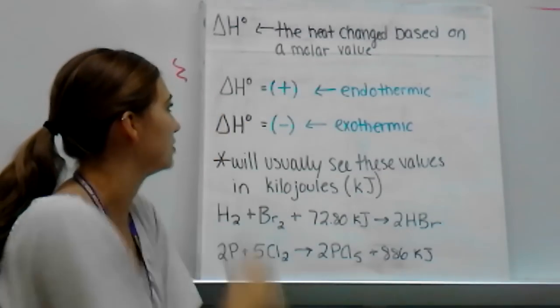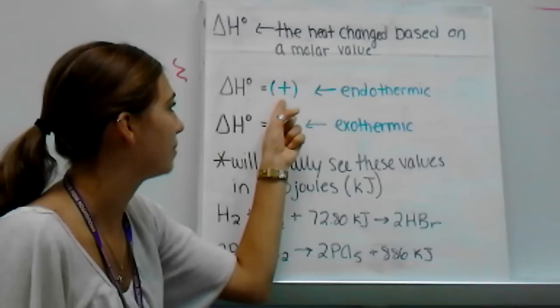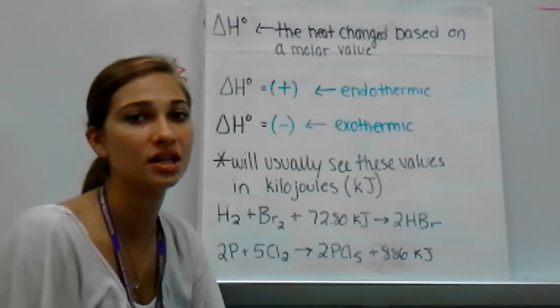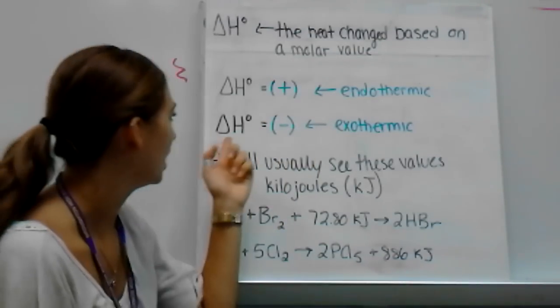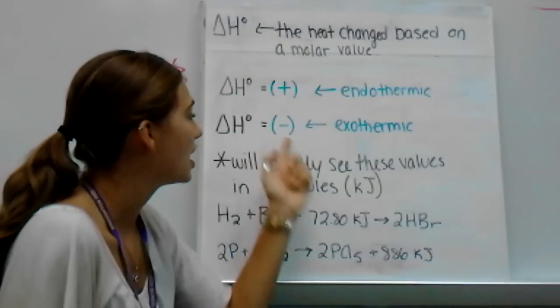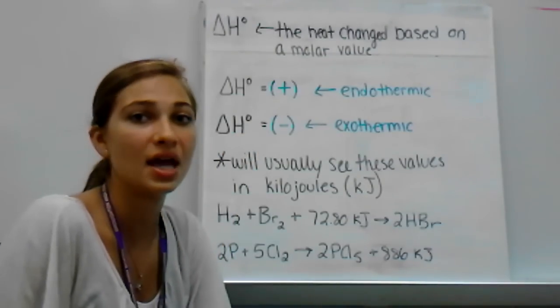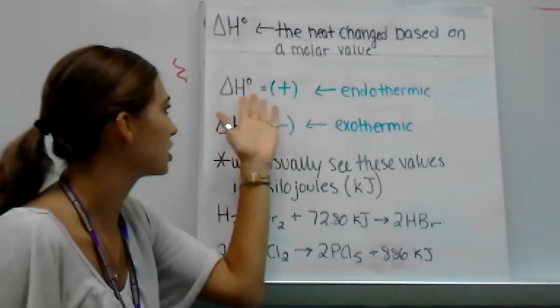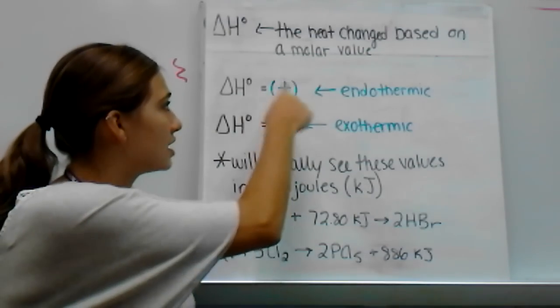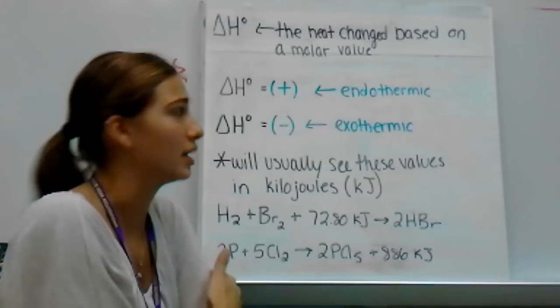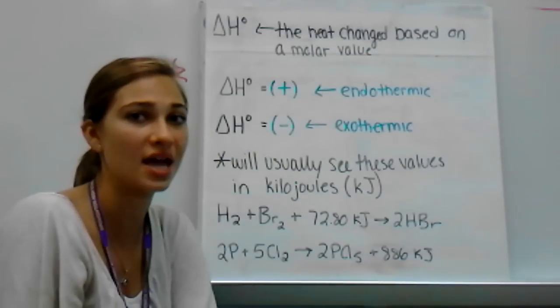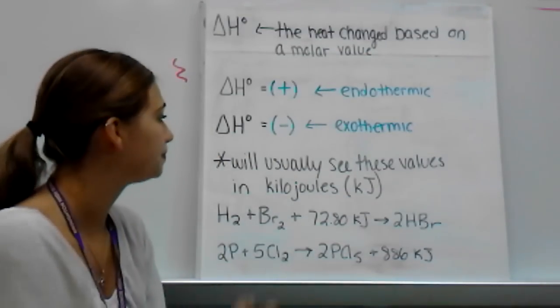Okay, so if you get delta H molar, and that's positive, that's going to be an endothermic reaction. If you have delta H molar that's negative, that's going to be an exothermic reaction. We've already talked about the heat. If we have a positive heat change, that's endothermic. If we have a negative heat change, that's going to be exothermic.